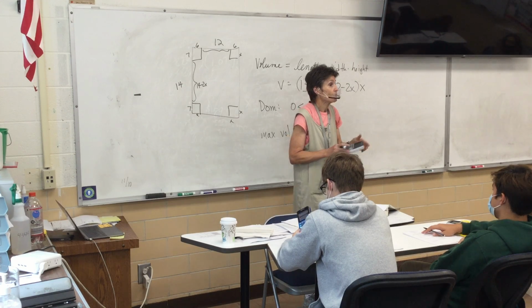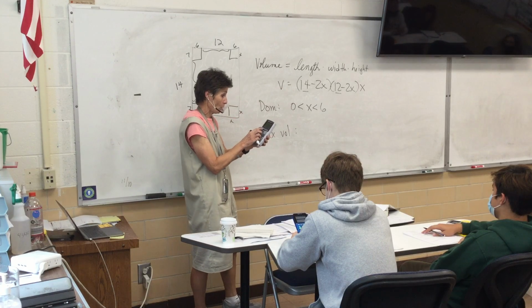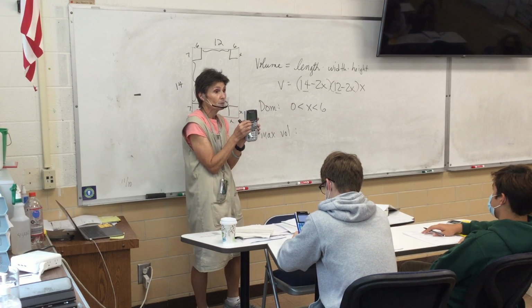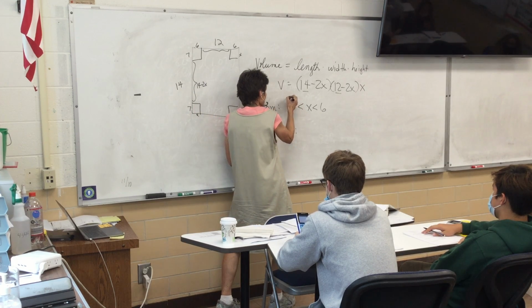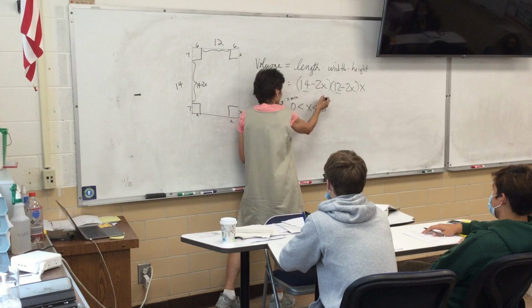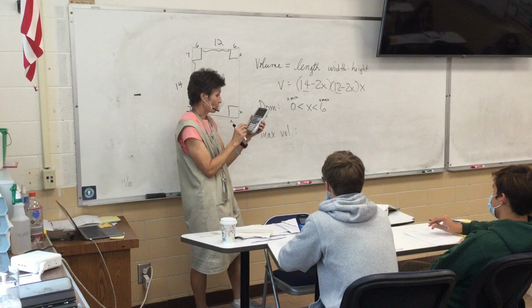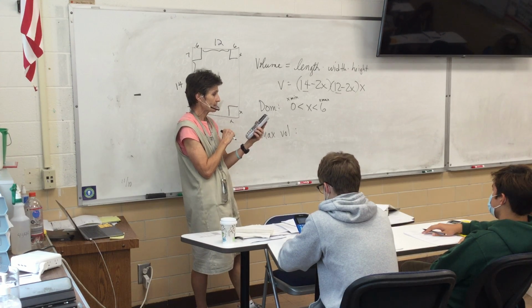All right? So the first thing I'm going to do is go to my window. Okay? And right here is X min and X max. So in window, you're going to put 0 for X min and 6 for X max.